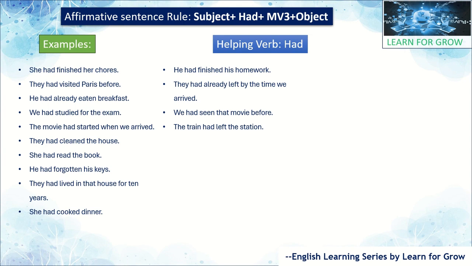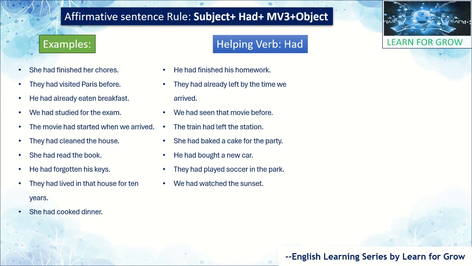The train had left the station. She had baked a cake for the party. He had bought a new car. They had played soccer in the park. We had watched the sunset. She had painted the walls blue. He had broken his leg.